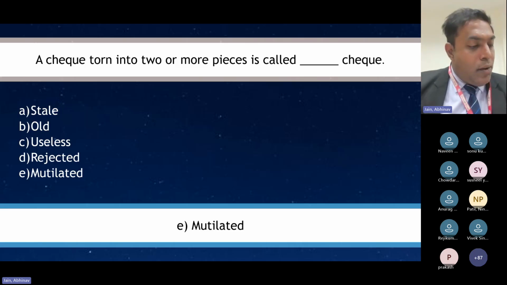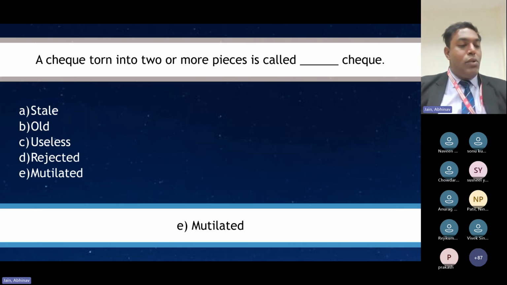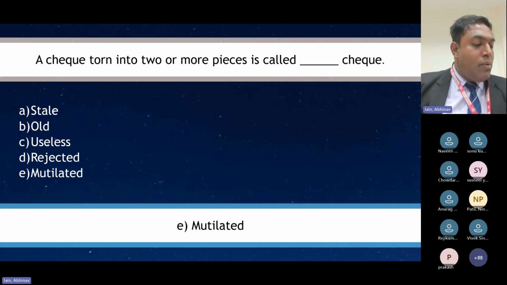So the correct answer over here is E, which means mutilated check. I hope the mutilated check definition is clear to all of you. I presume all of you are aware of the mutilated check definition. Okay, so let us proceed further.